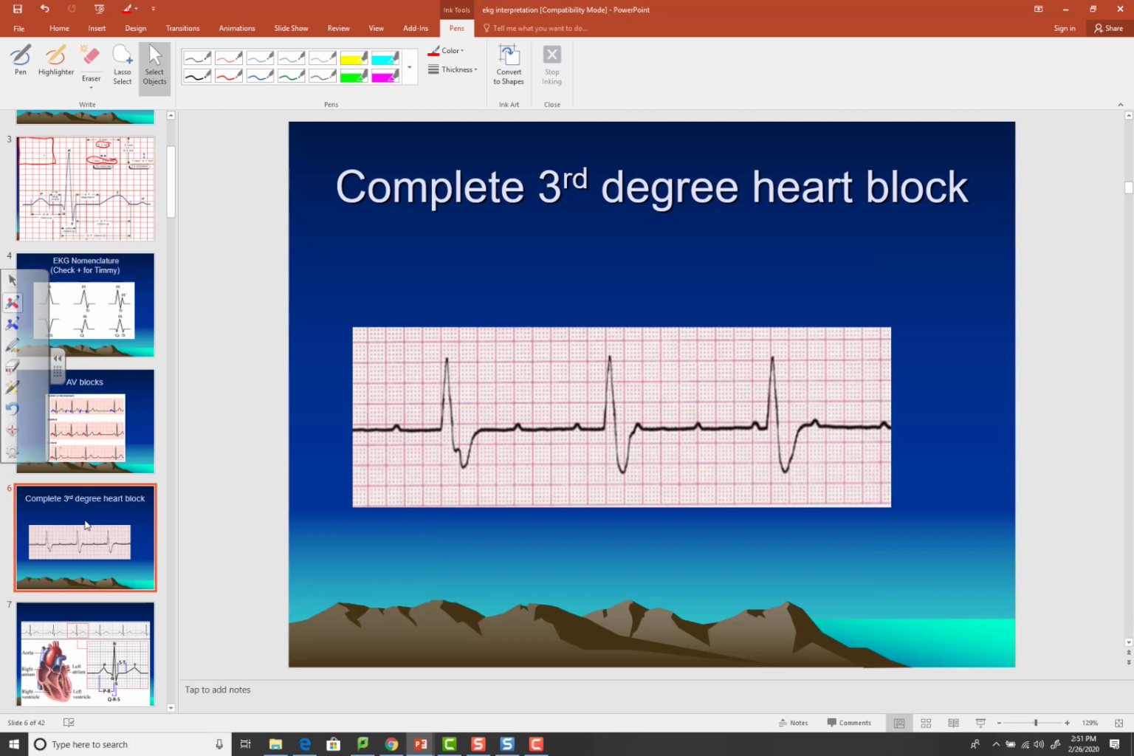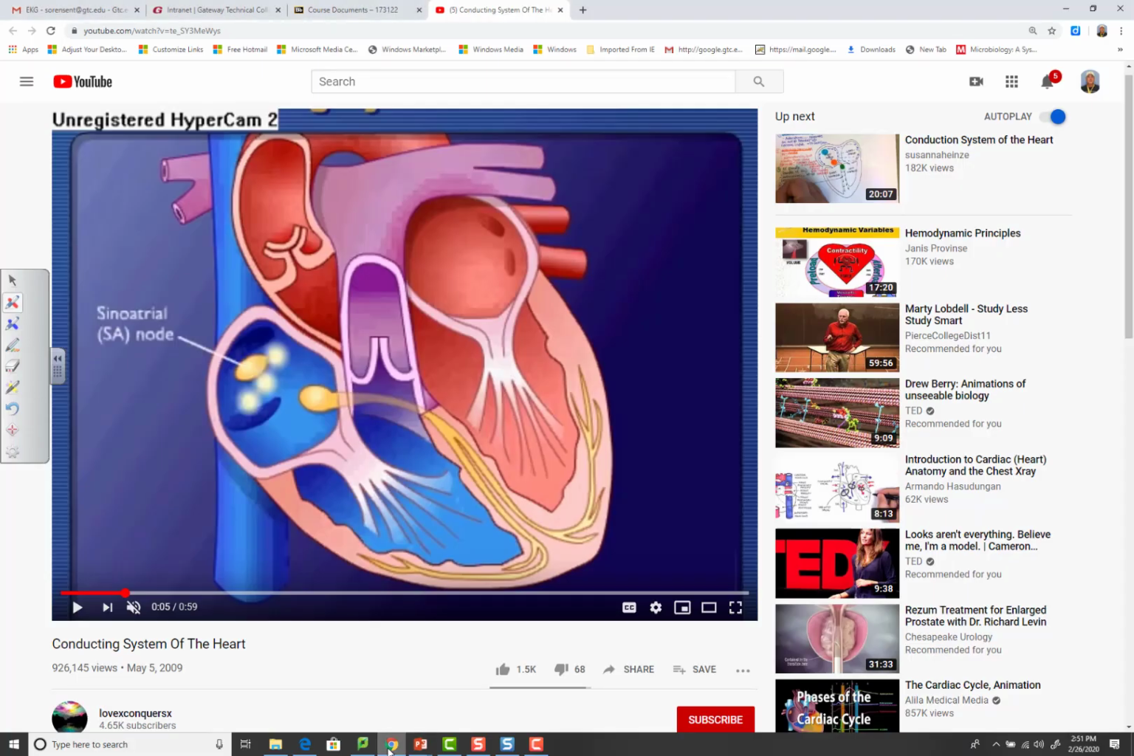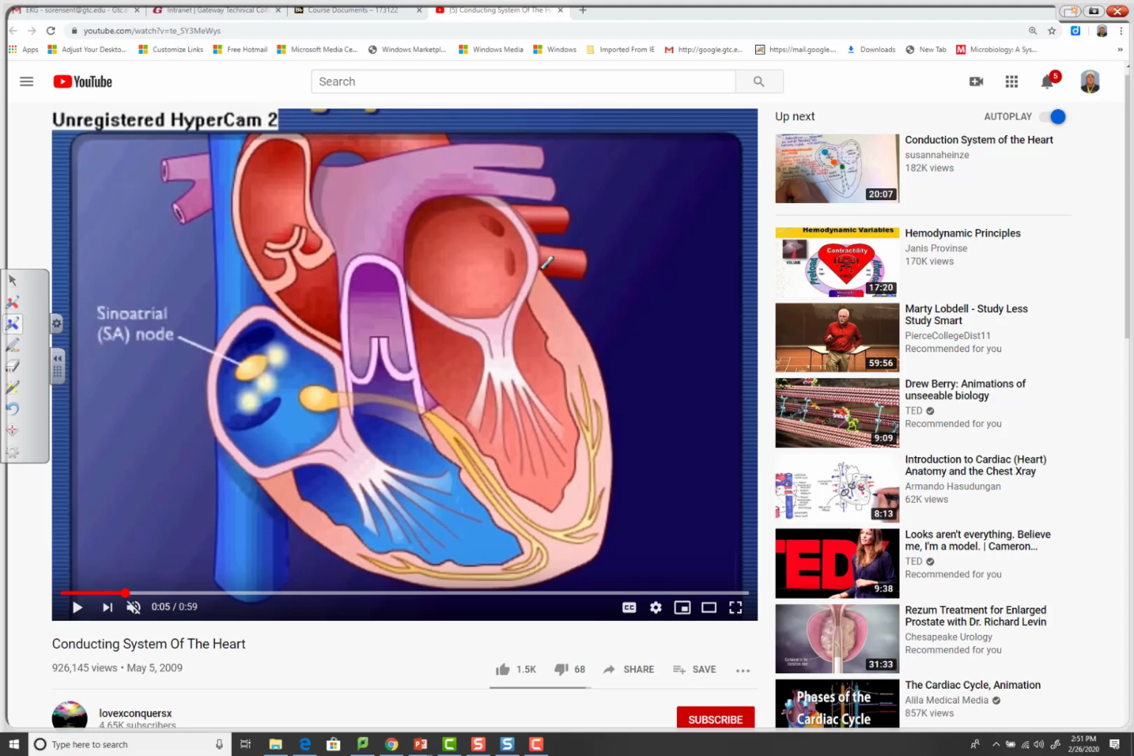Now, in third degree heart block, the name pretty much says it all. It's complete heart block. So basically what's happening is there is no connection electrically between the atria and the ventricles. So the atria will fire at their own rate, and then because the ventricles aren't getting the signal from the SA node through the AV node, the ventricles are going to fire off on their own, right? The Purkinje fibers are going to take over.